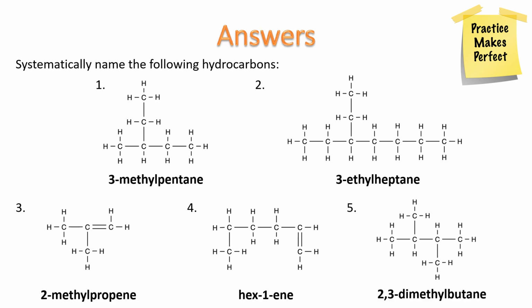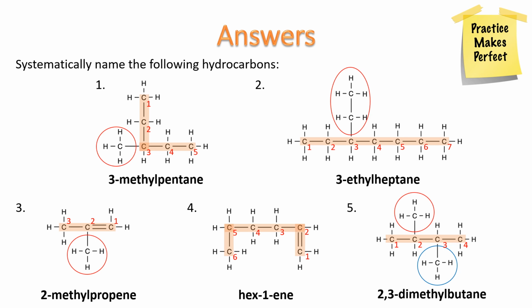Okay, so here are our answers first. I'm going to show you the answers first of all for you to mark, and then in a second I'll show you the working that we would use to work them all out. So number 1 was 3-methylpentane, 2 was 3-ethylheptane, 3 is 2-methylpropene, 4 is hex-1-ene, and 5 is 2,3-dimethylbutane. So let me just show you the working now.